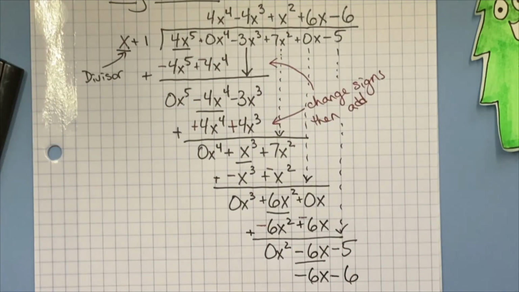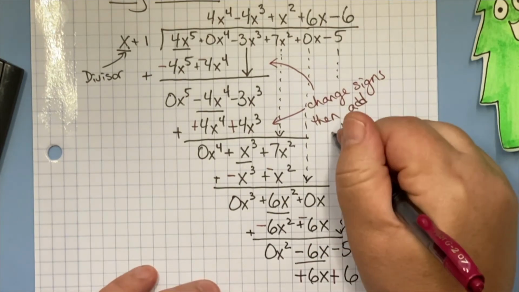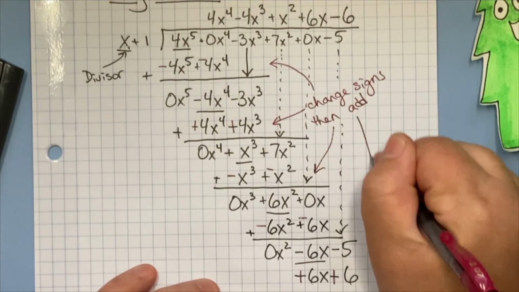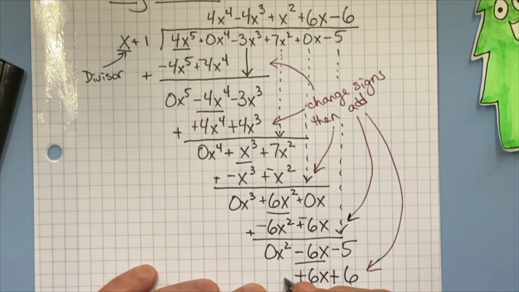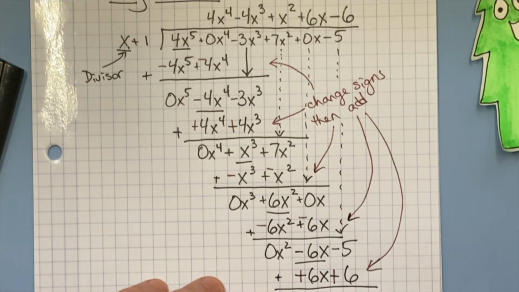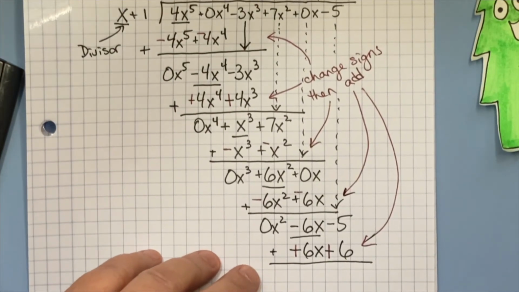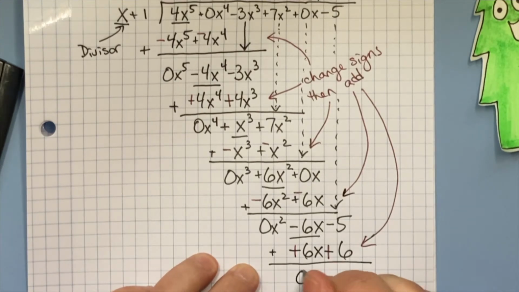And again, red pen comes in, change those signs. Every step, I'm going to change the signs, and then I'm going to add. Or if you don't like that, you're going to subtract. So either change the signs and add, or just subtract. I get 0x. That's very exciting. It all cancels out.